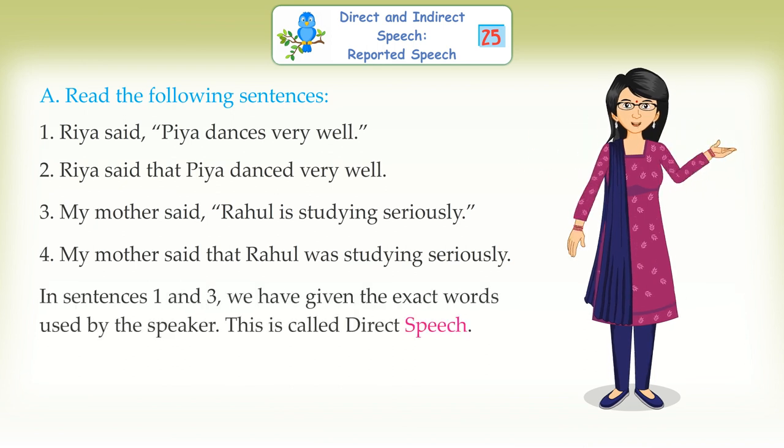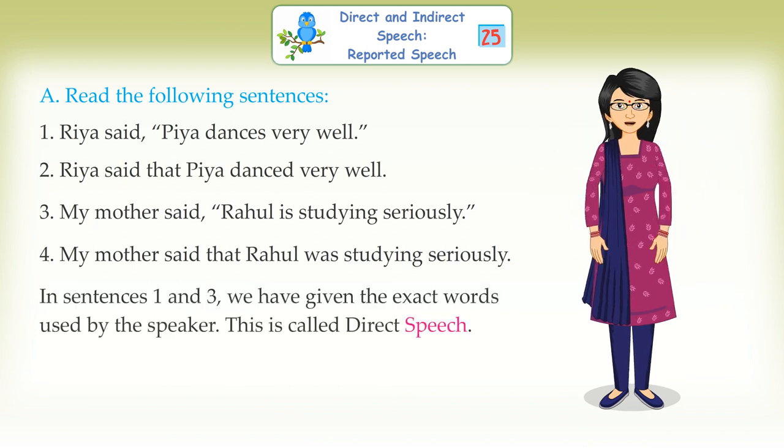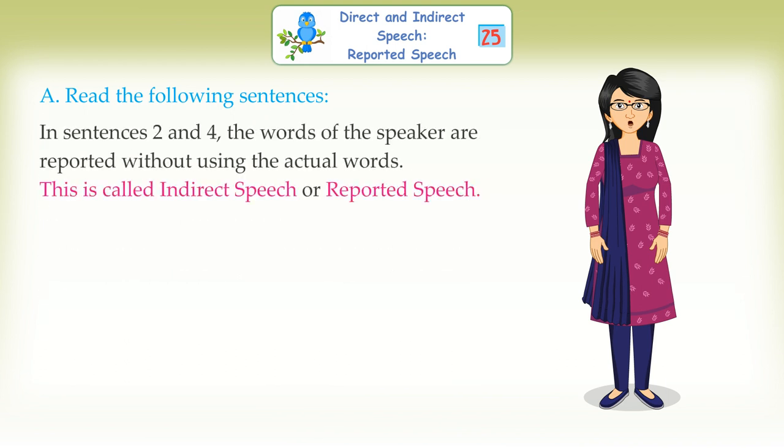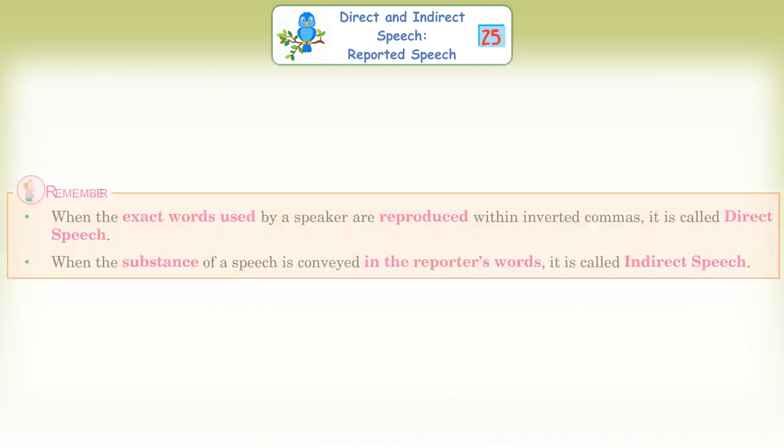In sentences 1 and 3, we have given the exact words used by the speaker. This is called direct speech. In sentences 2 and 4, the words of the speaker are reported without using the actual words. This is called indirect speech or reported speech.